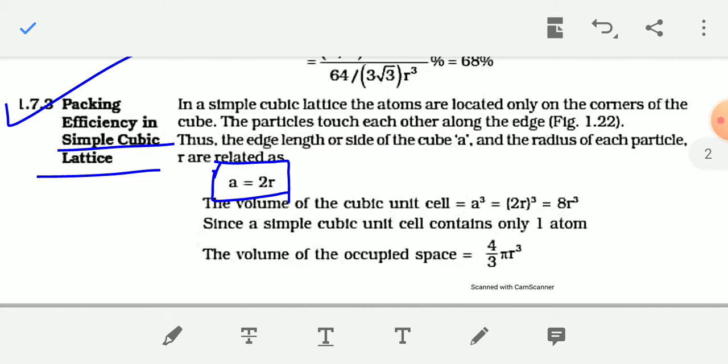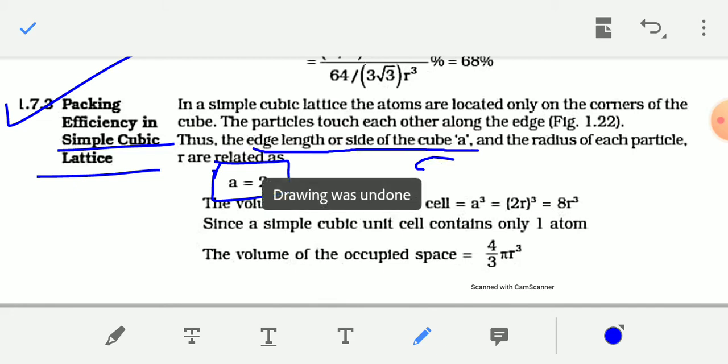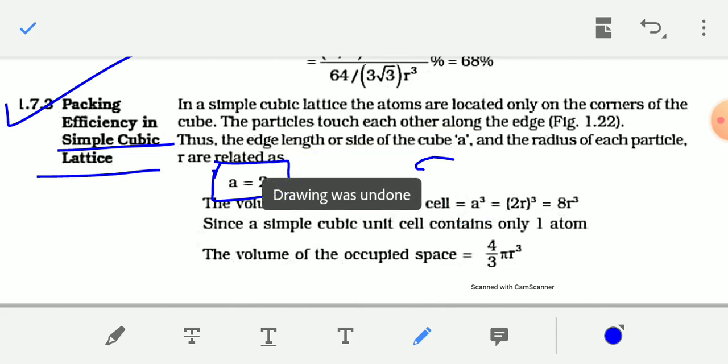And now if a is the edge length of the unit cell, also called the side of the unit cell or cube, then what is the volume of the cubic unit cell? It is a cube, a³. If edge length is a, then volume is a³. And we know that a is equal to 2r for a simple cubic unit cell. So you can also write a³ is equal to (2r) whole cube, that is 8r³. This is the volume of the unit cell. So the volume of the unit cell is a³, that is 8r³.